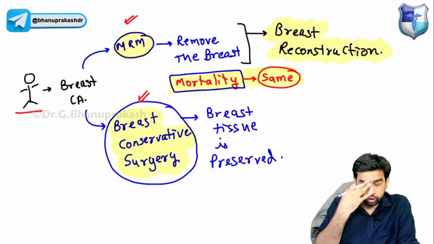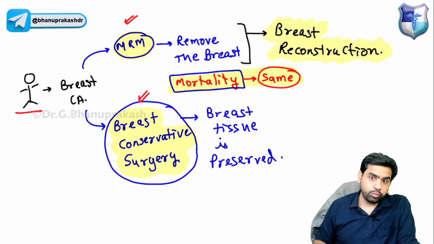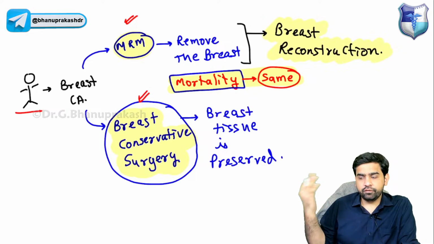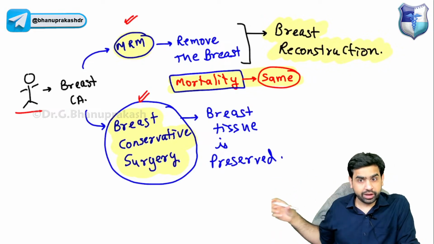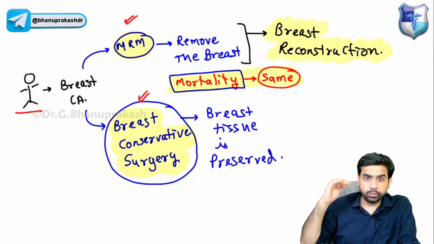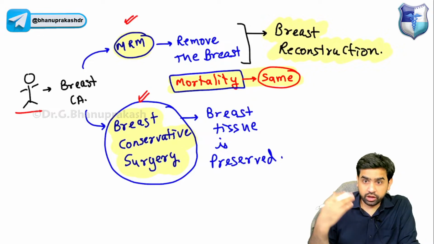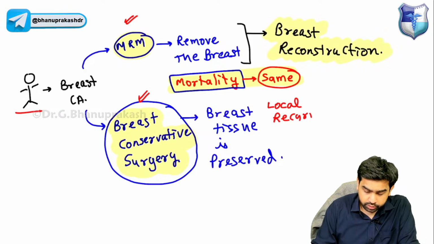Just imagine if the mortality outcome of the patient would have been better in case of a modified radical mastectomy. Just for the cosmetic appearance, we wouldn't have given the option of the breast conservative surgery to the patients. But because the outcome in the form of mortality is the same, whether you opt for modified radical mastectomy or breast conservative surgery, that is why we give this option. But there's another way in which we look at the outcome. It is the local recurrence. So please try to understand the local recurrence.